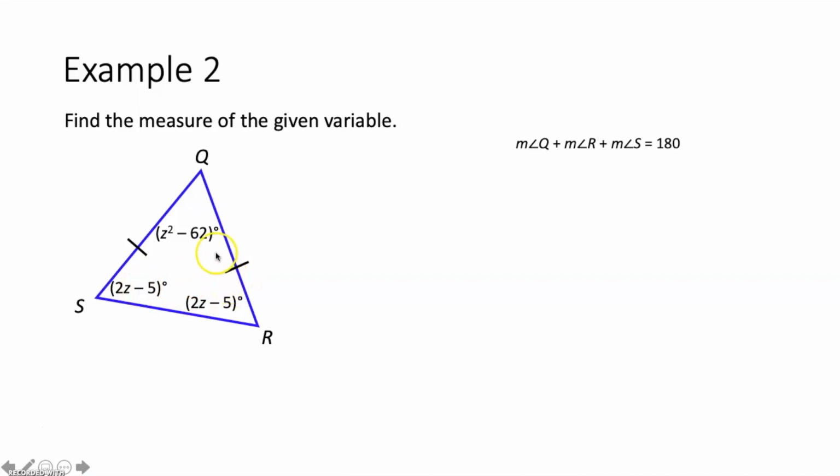So then I can take what each of these angle measures are equal to and plug them in up here in that equation that I just set up. So z squared minus 62, I plug in for the measure of angle Q. 2z minus 5, I plug in for the measure of angle R and for the measure of angle S. Now I can solve for z. So let's simplify. Here, we're going to combine like terms. Z squared plus 2z. Oh, this is a z squared. This is a z to the first. Those are not like terms, so I can't combine those.